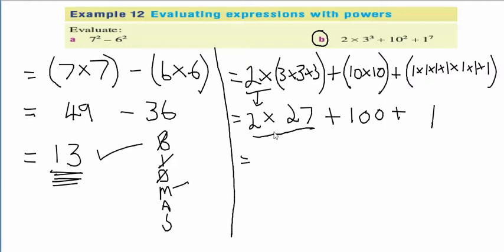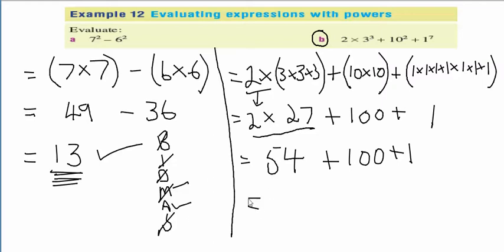So 2 times 27, 2 times 20 is 40, 2 times 7 is 14, 40 plus 14 is 54, plus 100, plus 1. So I've done my multiplication, there's no subtraction, so all I've got to do is my addition. So very simply, 54 plus 100, which is 154, plus 1 is 155. All done. And again, I know that is correct.